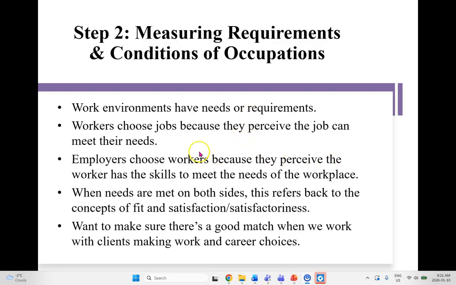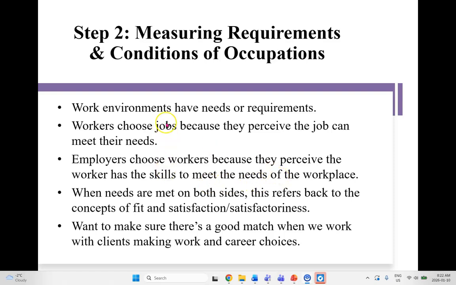We think back on step 2 in Frank Parsons' model. This refers to the what's out there idea, looking at the requirements and conditions of occupations. So again, work environments, of course, have needs or requirements of the individual worker, and workers choose jobs because they perceive the job can meet their needs. Employers choose workers because they perceive the worker has the skills to meet the needs of the workplace.